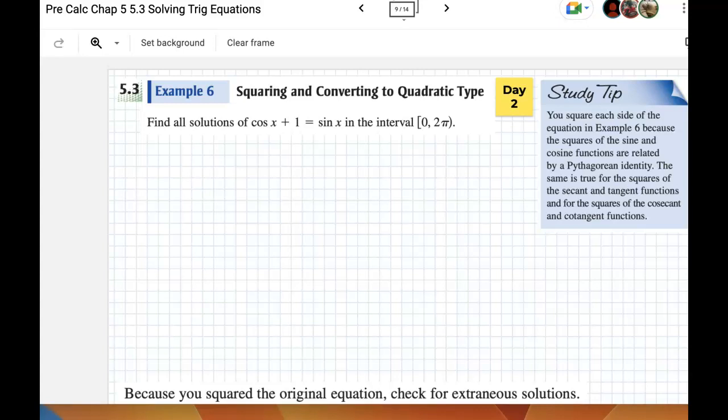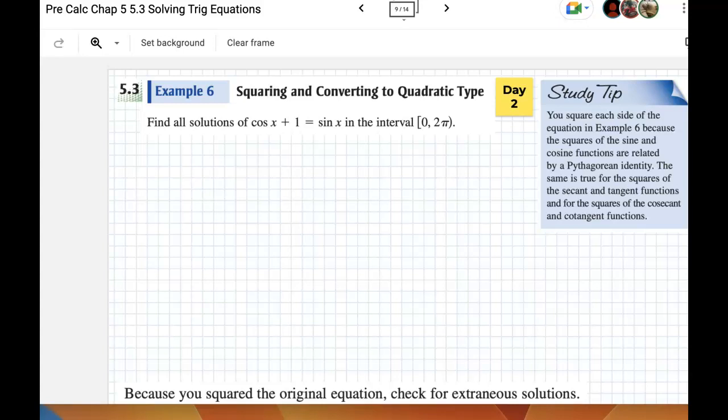We've got section 5.3, solving trig equations, part 2. This is example 6, squaring and converting. As I was mentioning in the first section, they've got these little headings in the textbook, but you're going to need to be able to recognize the strategies and put them into play.